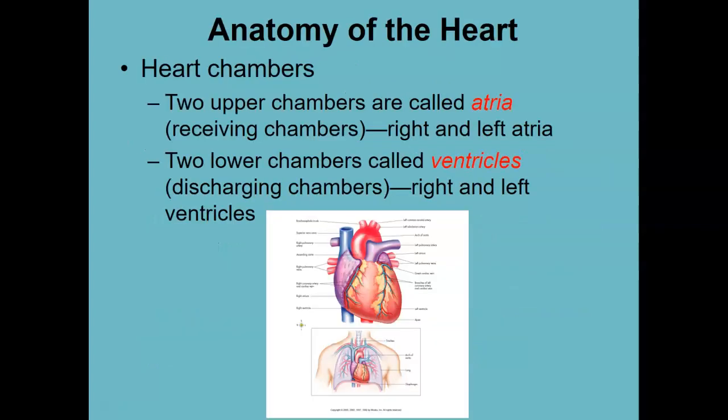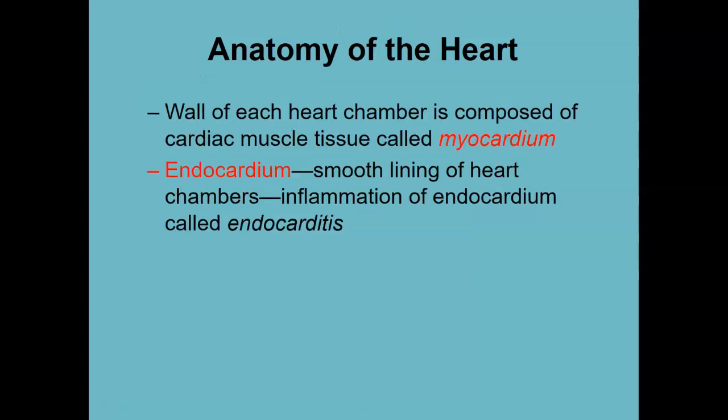Okay, so the heart chambers. Two upper chambers are the atria, the receiving chambers, right and left, and the two lower chambers are the ventricles. These are what we call discharge chambers. They discharge blood out into either the pulmonary system, the lungs, or out into the body.